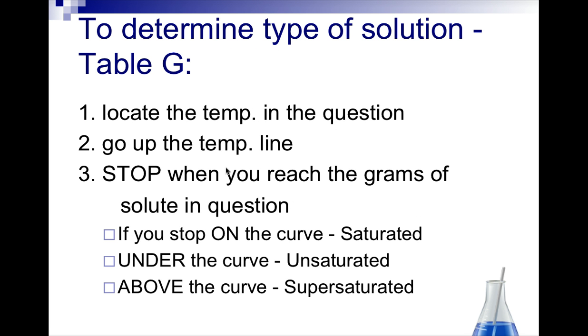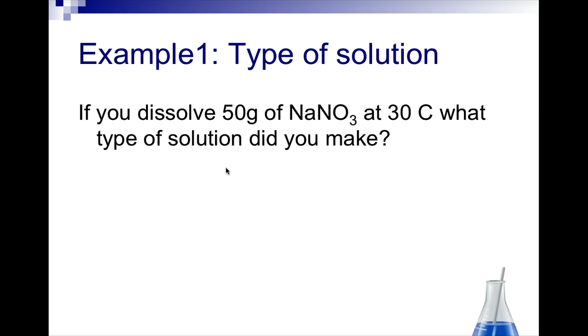So to determine this type of solution, we need to look at Table G. We need to locate the temperature in the question, go up the temperature line, and stop when you reach the grams of solute in the question. If you stop on the curve, it's saturated. If you are under the curve, it is unsaturated. And if you are above the curve, it is supersaturated.